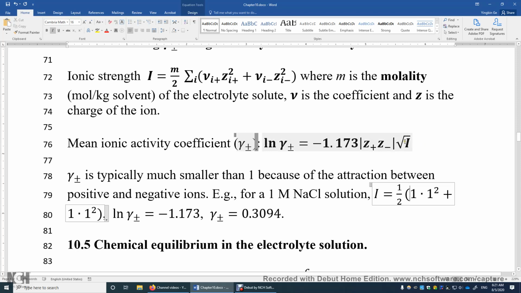We plug it in here. The positive charge, negative charge, they are all just 1. So the logarithm of gamma is negative 1.173. We solve this equation, we get gamma, the coefficient, is just 0.3094. Still, this number is much greater than the activity coefficient for 1 mole aluminum sulfate, which is e to the power of negative 24. That's a very, very small number, 1 over maybe 10 billion.